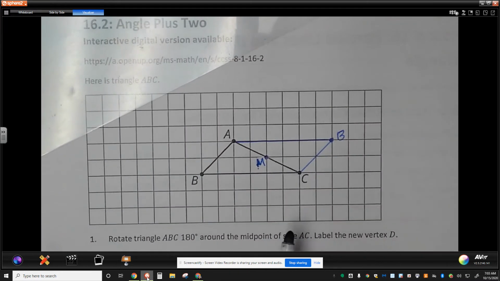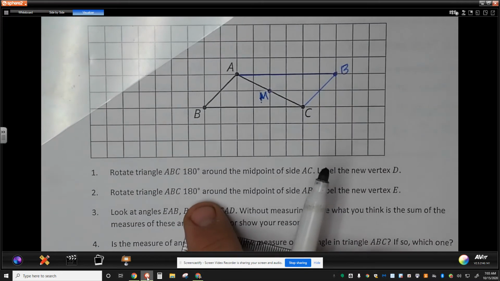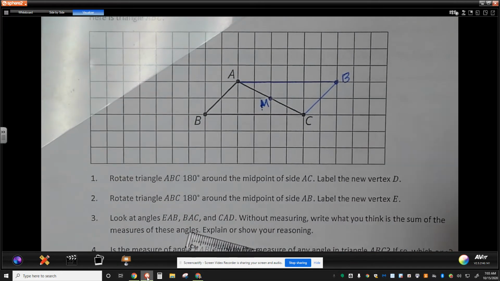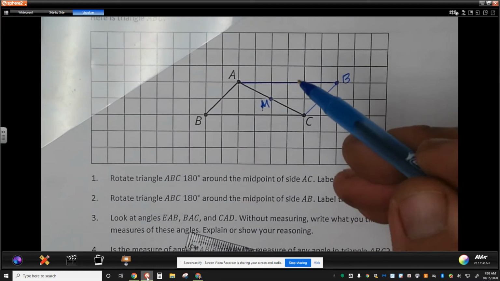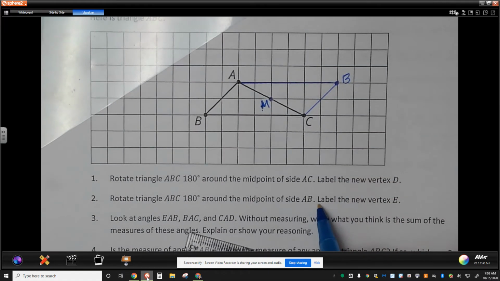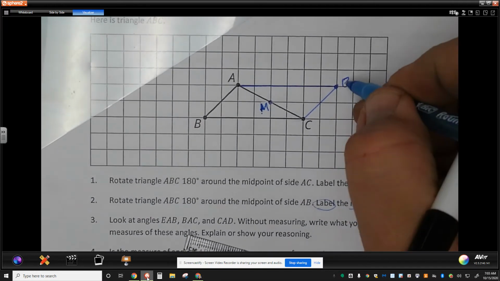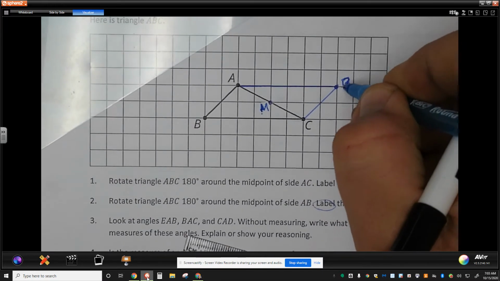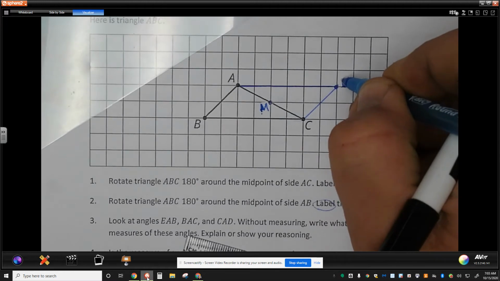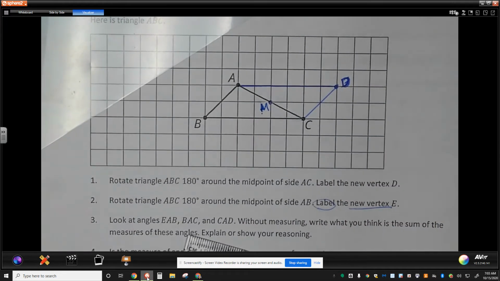Next, we are going to rotate triangle ABC 180 degrees around the midpoint of the side AB. Again, the same piece that we're looking at. This time I'm going to read my directions better. Label the new vertex as E. Oh my goodness, I still called that one B. Let's go with D here, as I was told to do.